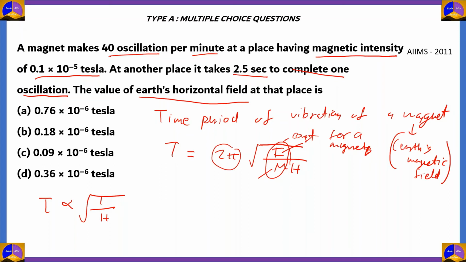Now over here, let's consider the time taken to complete one oscillation as capital T. So 2.5 seconds will be T2 because it happens at the second location. Let's represent H1 as 0.1 into 10 raised to minus 5 Tesla, the magnetic intensity at the first place. And here we'll need to find out H2 and T1. Let's first find out T1.